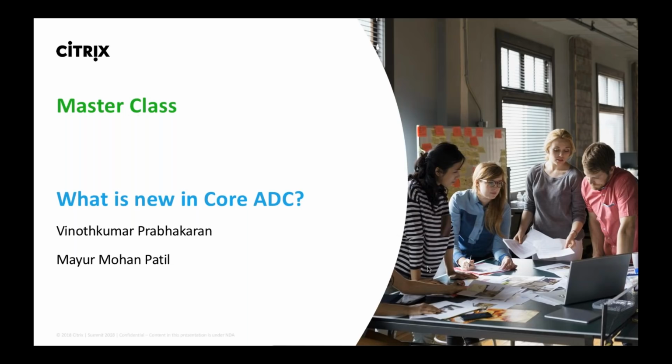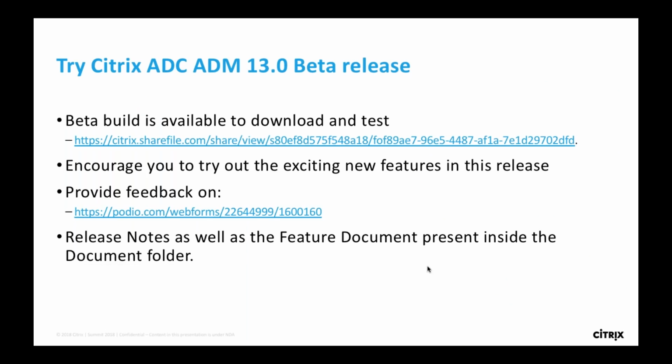Before starting, we are happy to announce that the beta for 13.2 is available for your consumption. You can download the beta from the share file folder. Your feedback will be very valuable to us to make corrections in the upcoming 13.2 GA build. Please provide your feedback after trying out the beta build in the Podio link. You can also have a look at the features that got released in this beta in the release notes, which is available in the docs folder in the share file. We are looking forward to your feedback.